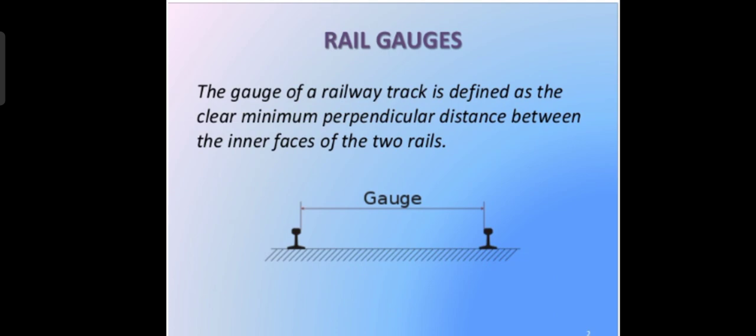Today we are going to see about the rail gauges. The gauge of a railway track is defined as the clear minimum perpendicular distance between the inner faces of the two rails. So in the picture it has been shown what a gauge is. You can see that.